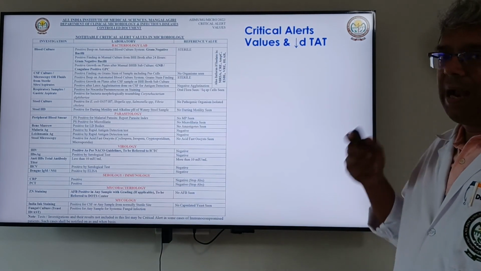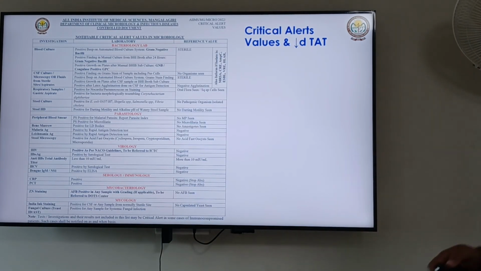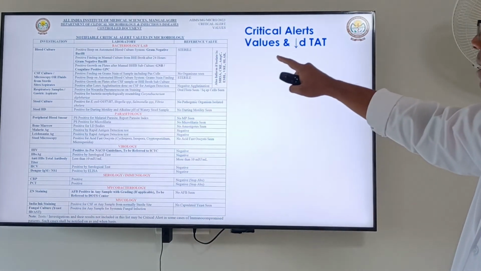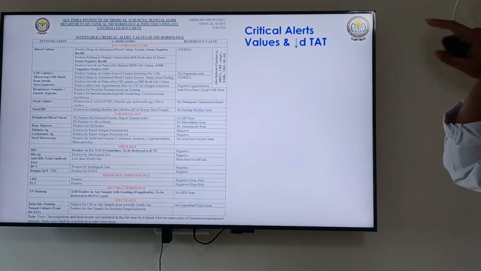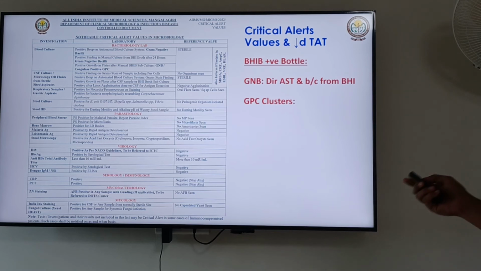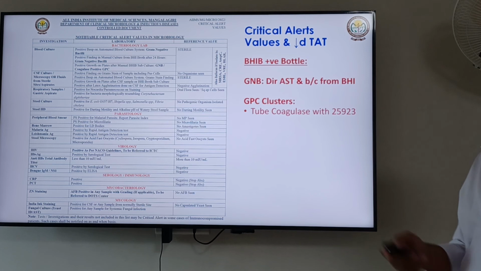So you have to first identify what the critical alerts are. We have identified the critical alerts in our department, like a blood culture bottle flashing positive. You have to call a group immediately if gram negative bacilli or gram positive bacilli are there. Now what happens if you have a BHI bottle which is positive? Let us say you got a GNB, you can put a direct AST from blood culture broth. The EUCAST guidelines exist for that, right? If there is a GPC cluster, you say okay, it's coagulase negative staph.